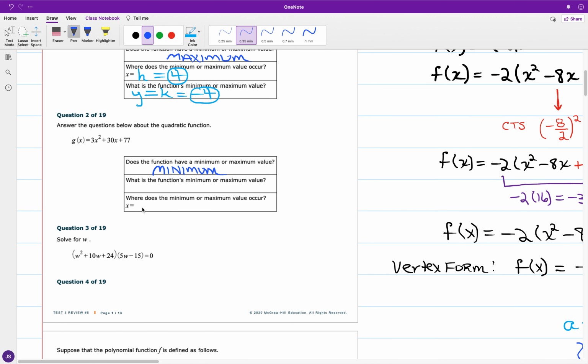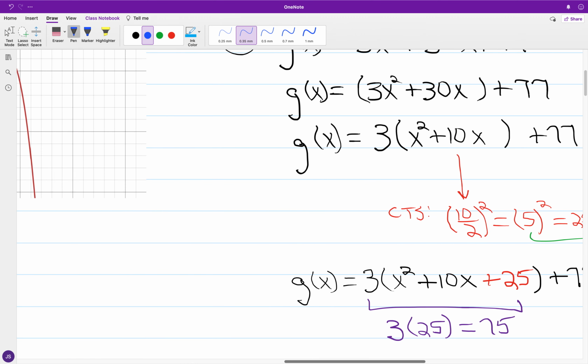So you have x is equal to h is equal to negative 5. And for the minimum value, you have y is equal to k is equal to 2. And just putting on display.